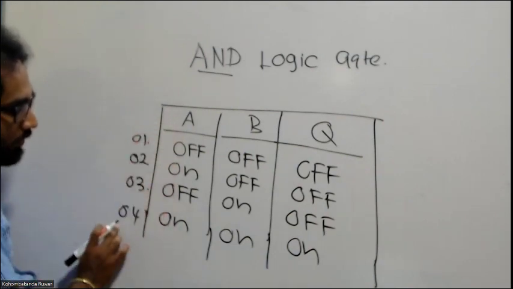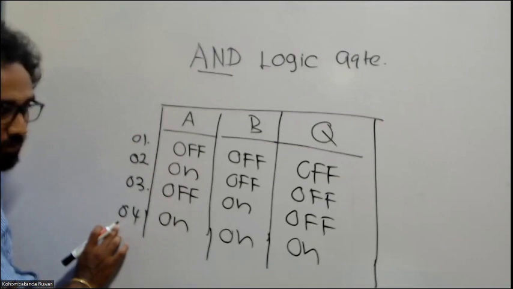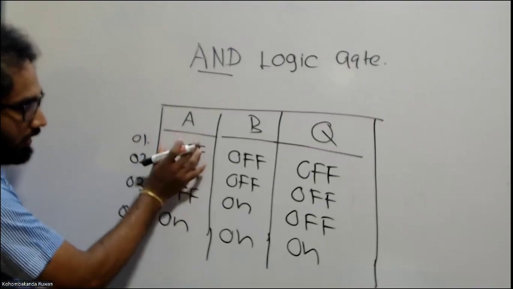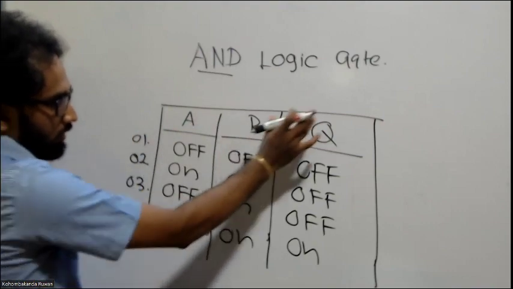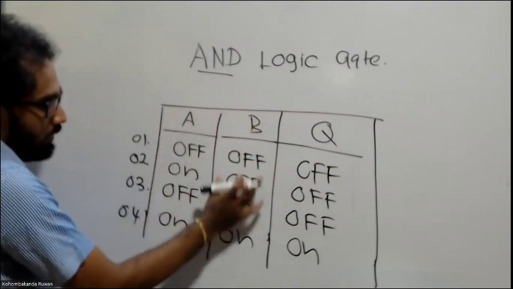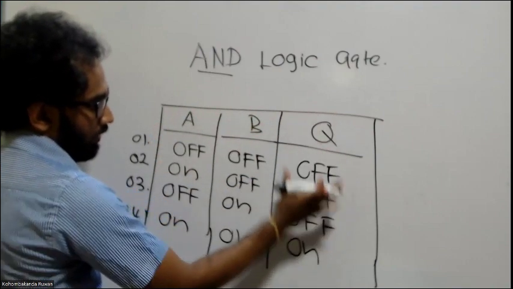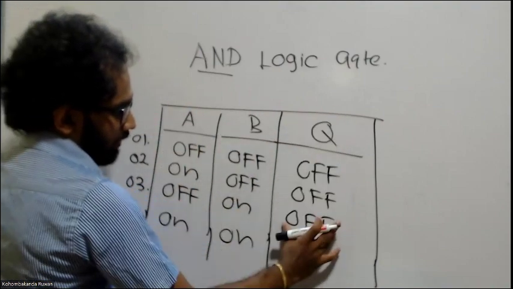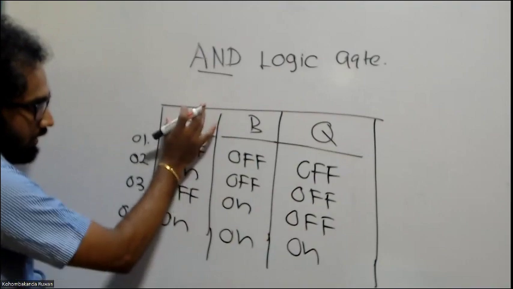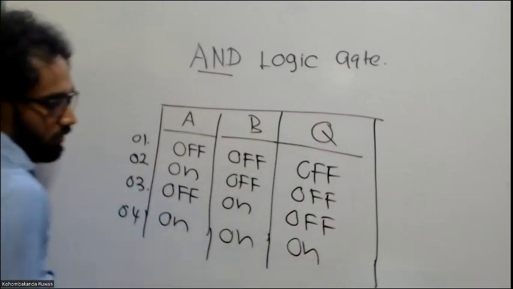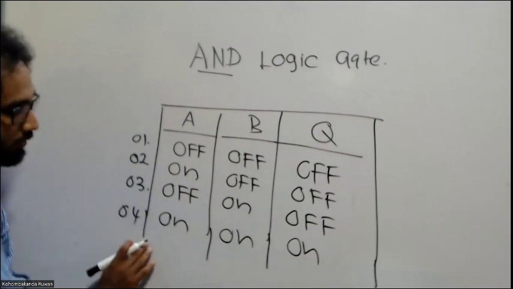Here there are four situations, right? There are four occurrences here. One is A off, B off, Q off. Second one is A on, B off, Q off. Third one, A off, B on, Q off. Final one, A on, B on, Q also on. Right? This is AND logic gate.